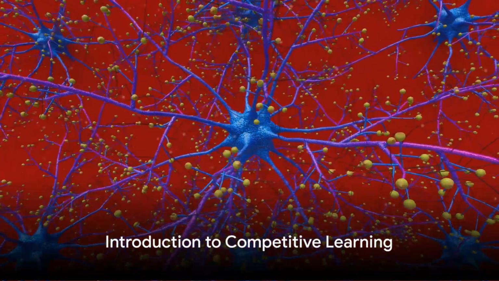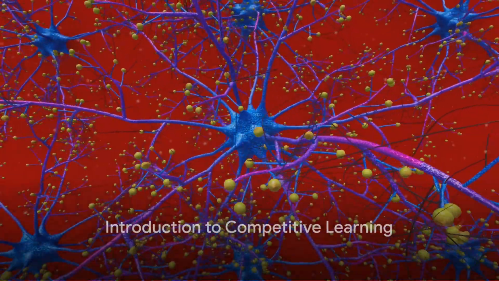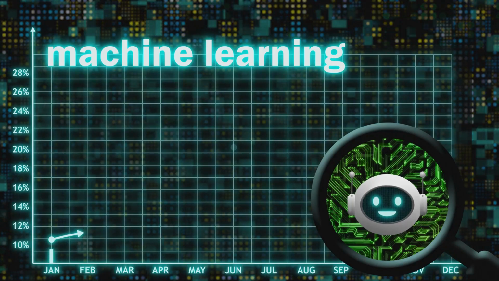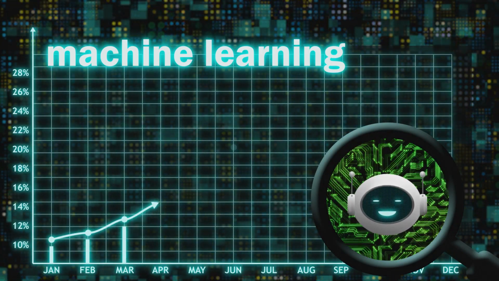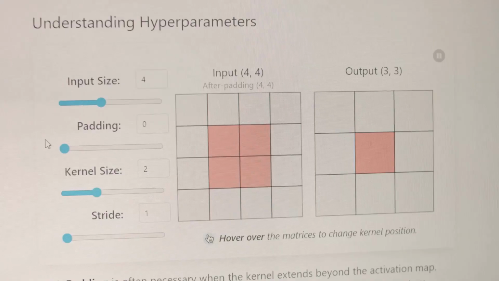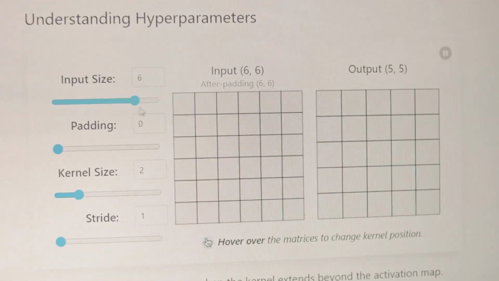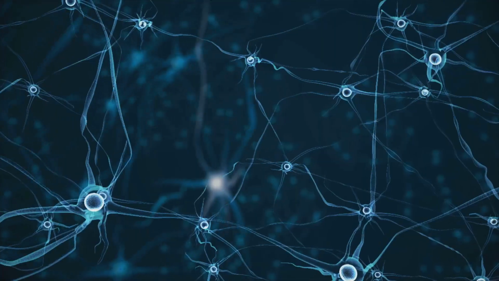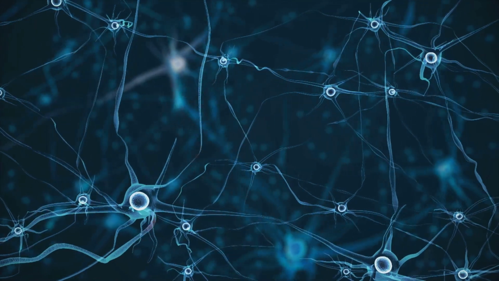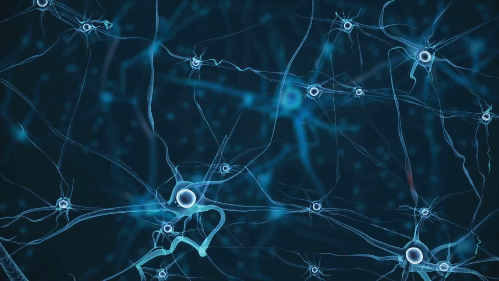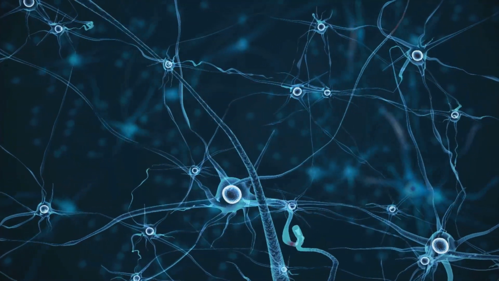Have you ever wondered how machines learn to cluster similar data inputs? Well, the answer lies in competitive learning. A subset of machine learning, competitive learning falls under unsupervised learning algorithms. It involves a network of artificial neurons that compete to become active in response to a specific input.